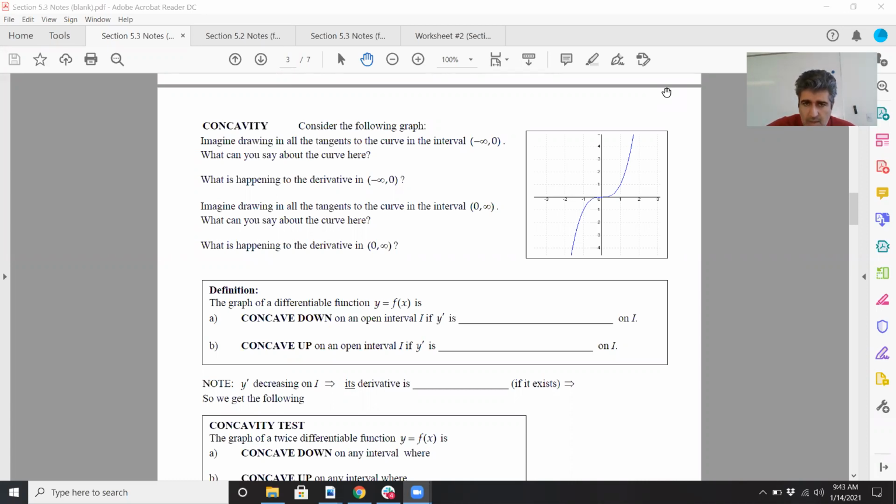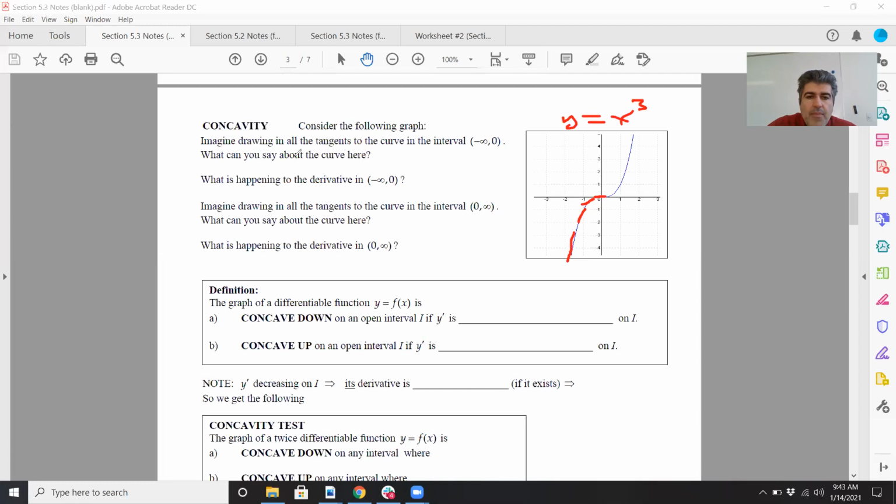But imagine that you have the following graph. By the way, this is y equals x cubed. You could see for yourself if you were to plug in points. And imagine drawing in all the tangents to the curve from negative infinity to 0. So, I have a tangent line here, here, here, and here. What can you say about the curve here?